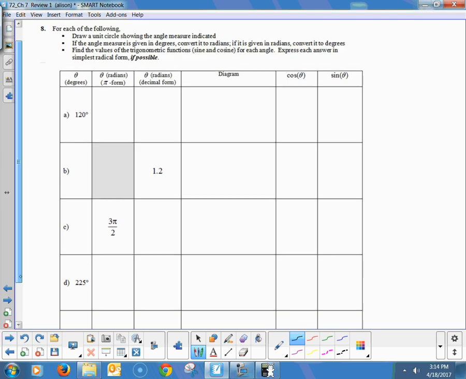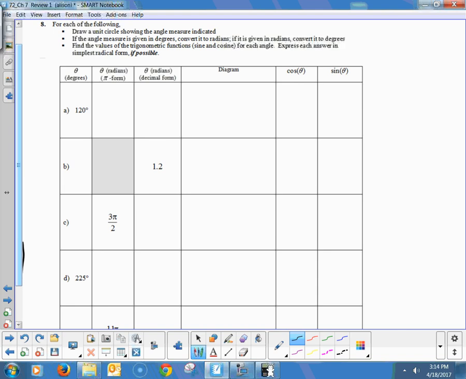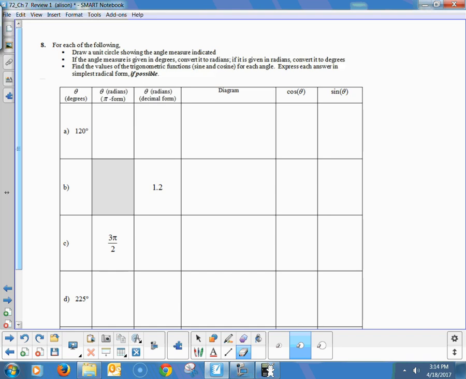Number 8. It says for each of the following, basically fill in the table, showing that you know where all these angles are. So let's see, 120 degrees. I'm going to start with a picture. 120 degrees is, well, here's 90, so it's 30 degrees past it. It's right over there. So there's my 120 degrees.